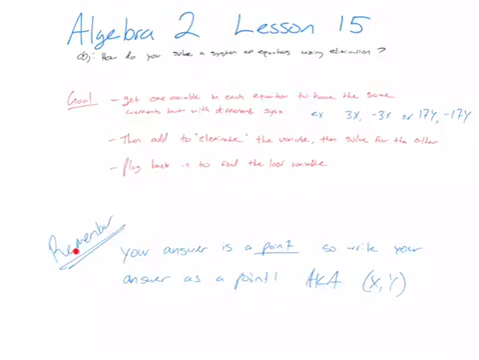Please remember that your answer is going to be a point where two lines meet. If we have two lines that are crossing, when we're solving for them, we're trying to find the point right there where they intersect. So the answer is going to be a point, x comma y. So make sure that you're writing your answer as a point, x comma y.